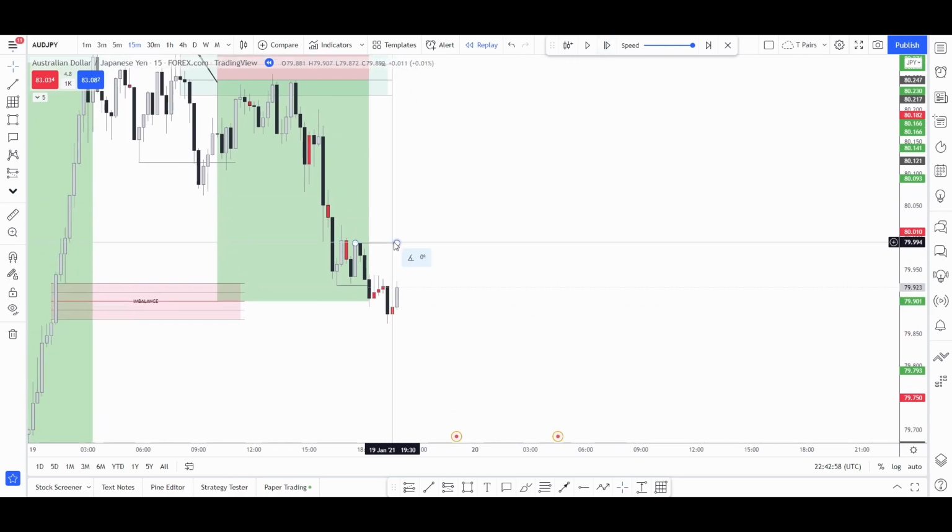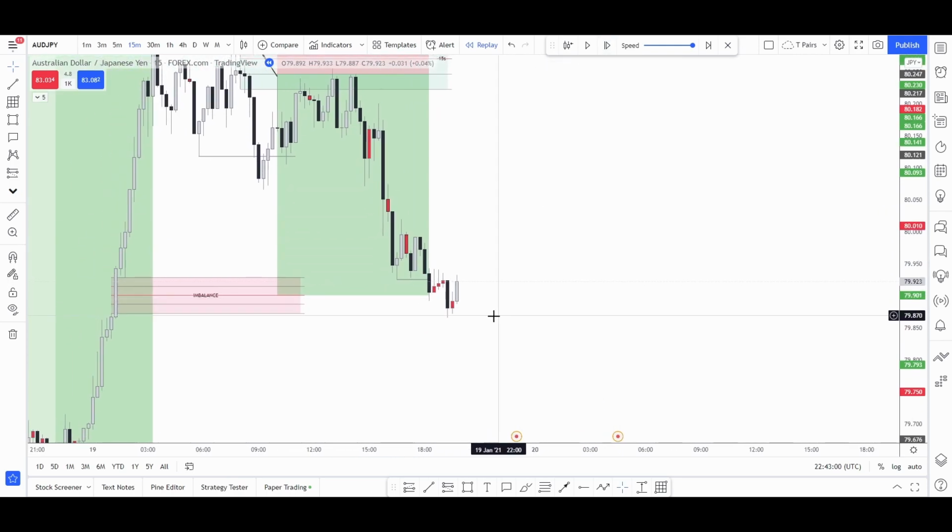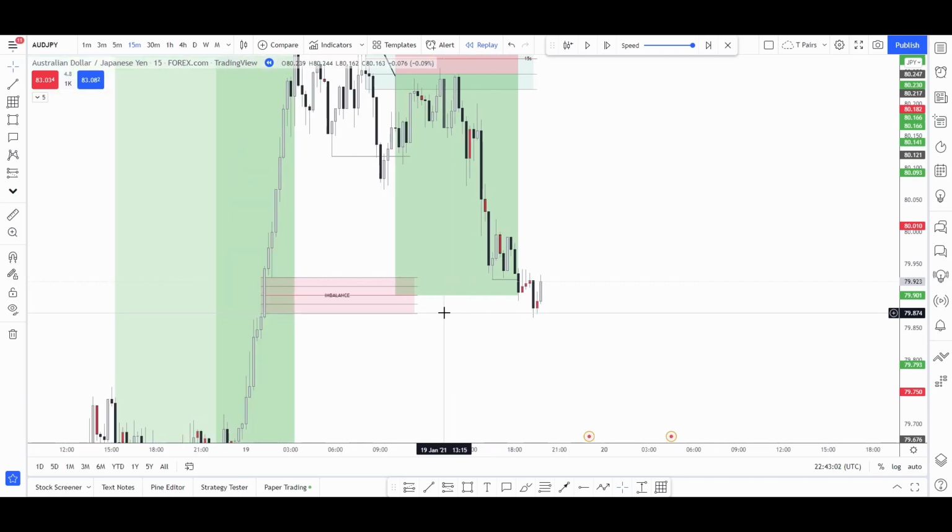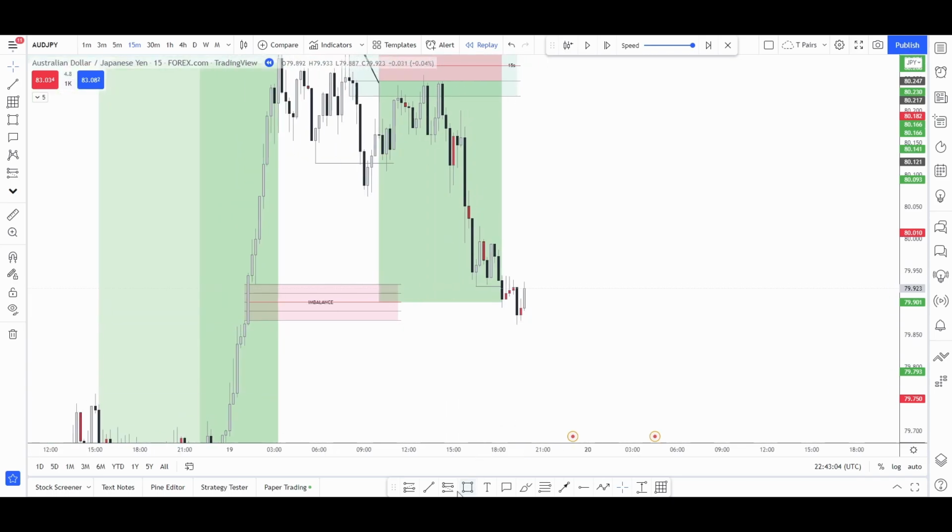Oh, it doesn't matter anyway. So yeah, we would have actually gone all the way down to there, which is great. So let's just mark on where we're potentially going to be reversing from. And it would be the nearest inside bar as the high.